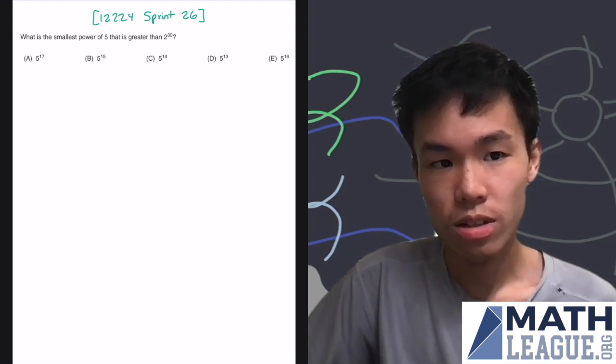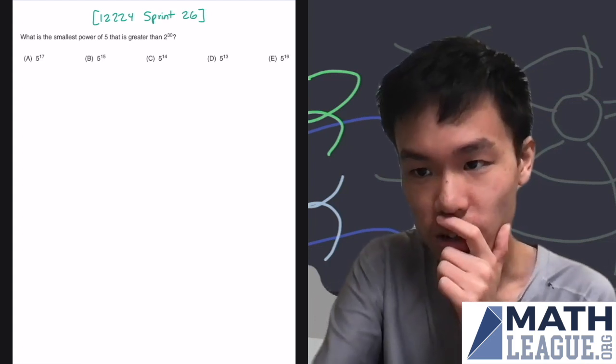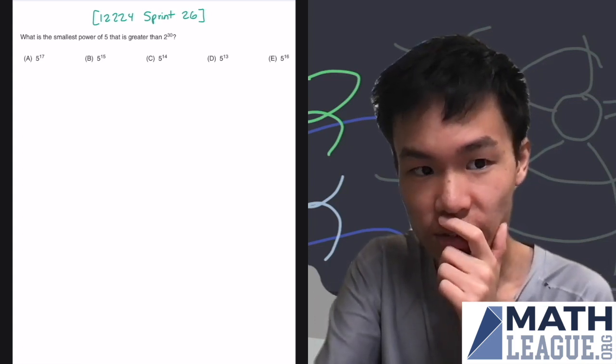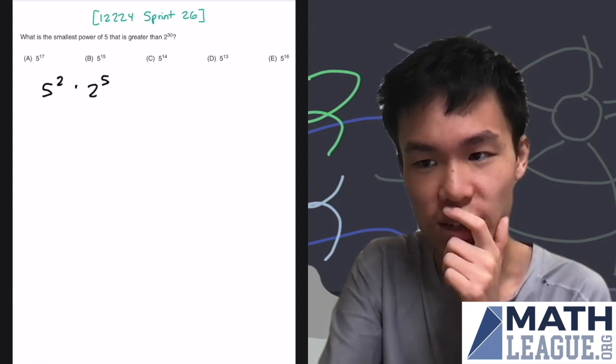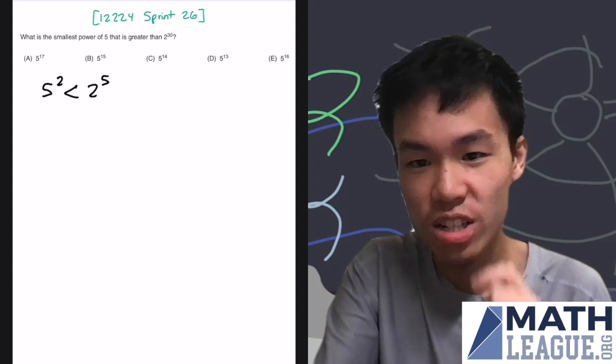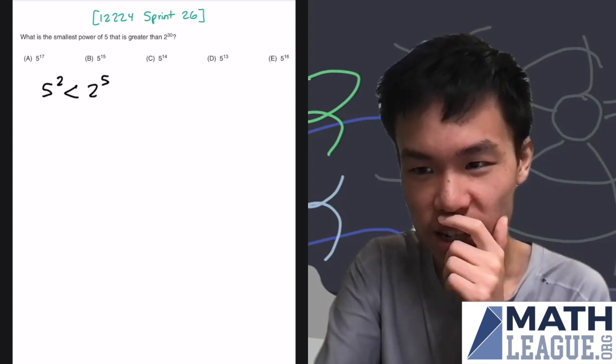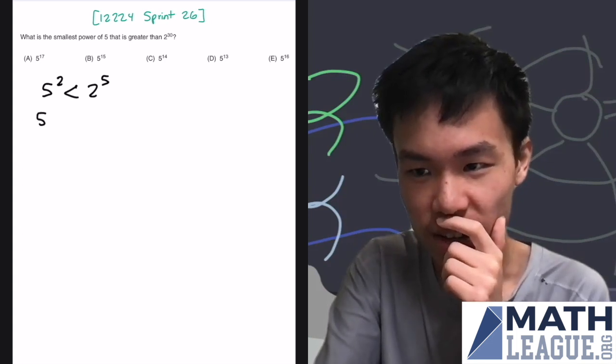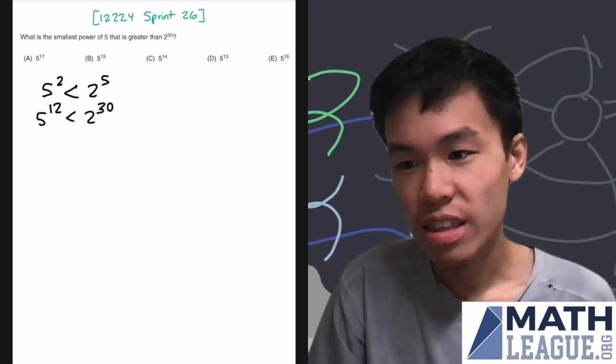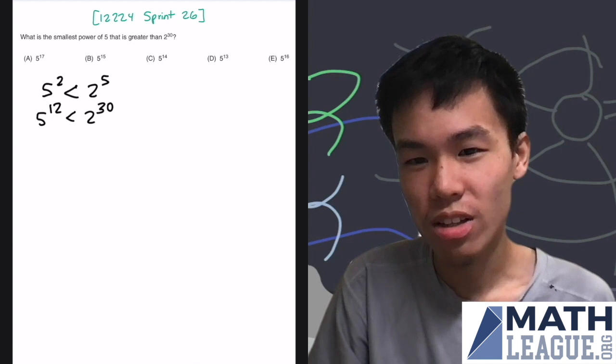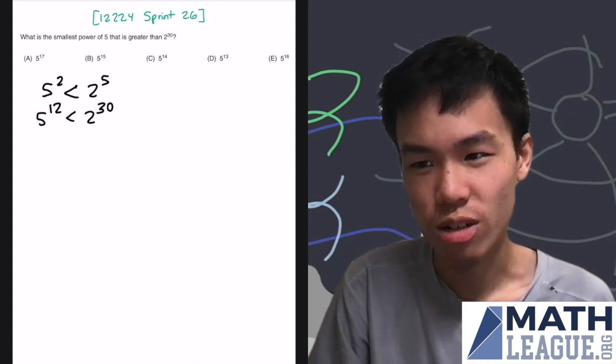So let's see. I know right from the start that I can do a bound. 5 squared is 25. 2 to the power of 5 is 32. 25 is less than 32, so I can raise both to the power of 6, maintain the inequality, and yet 5 to the power of 12 is less than 2 to the power of 30. Here's the problem. All the answer choices have exponents larger than 12.